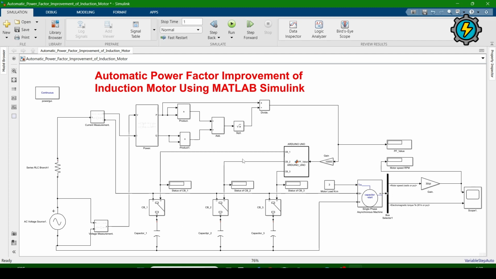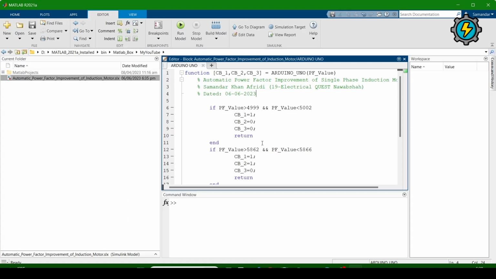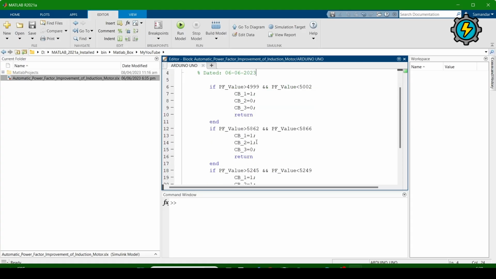Now we will understand the program again. In the next condition, if the power factor value is between 5866 and 5862, then circuit breakers 1 and 2 both will be closed, and both capacitor banks will be connected, and the power factor will be improved. So in the first condition we are applying only a 3 Newton meter load, and in the second condition we are applying a 4 Newton meter load.